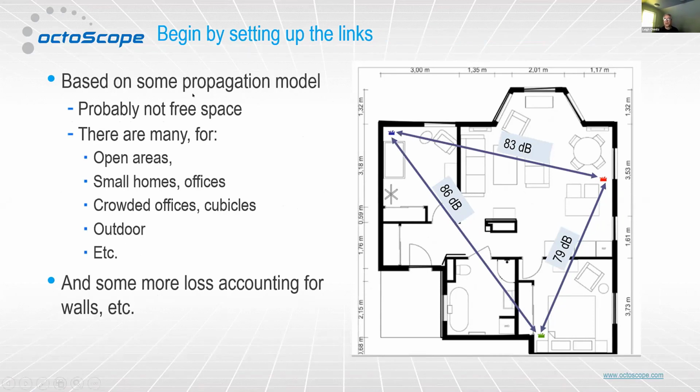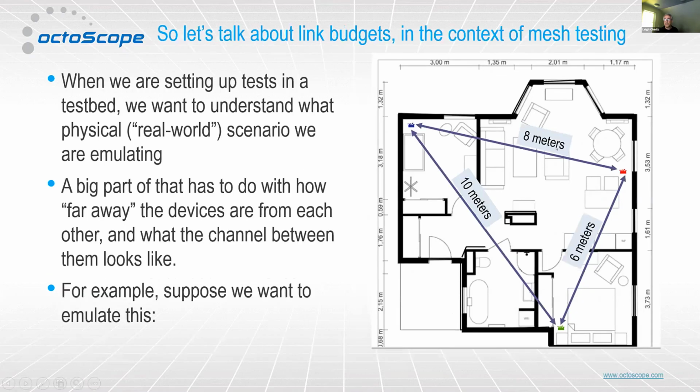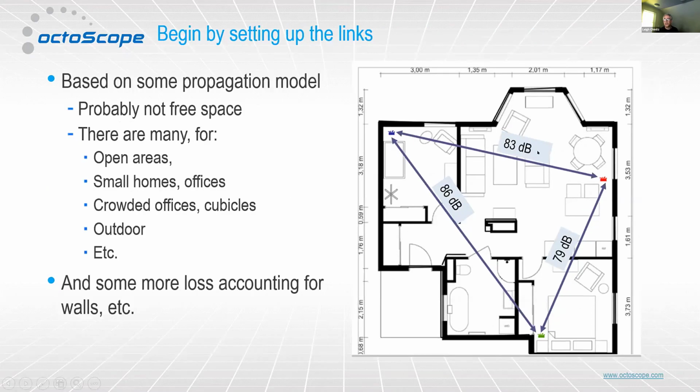So we can estimate what the path loss would be based on some sort of model. Before we talked about free space, because that's the one that you always start with. But as I said, there are many different kinds of path loss models, and there are models for open areas, small homes, crowded offices, outdoor, all kinds of things. And then also, as I mentioned, there are measurements that tell you how much path loss you would get if you went through a wall of a certain thickness, made of a certain kind of material, whatever it is. So using all that information, we can actually translate from distance in this environment to path loss.